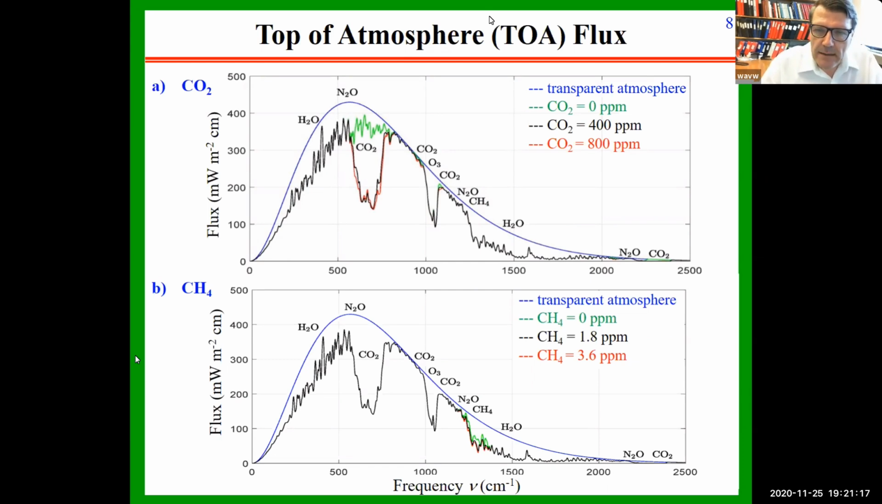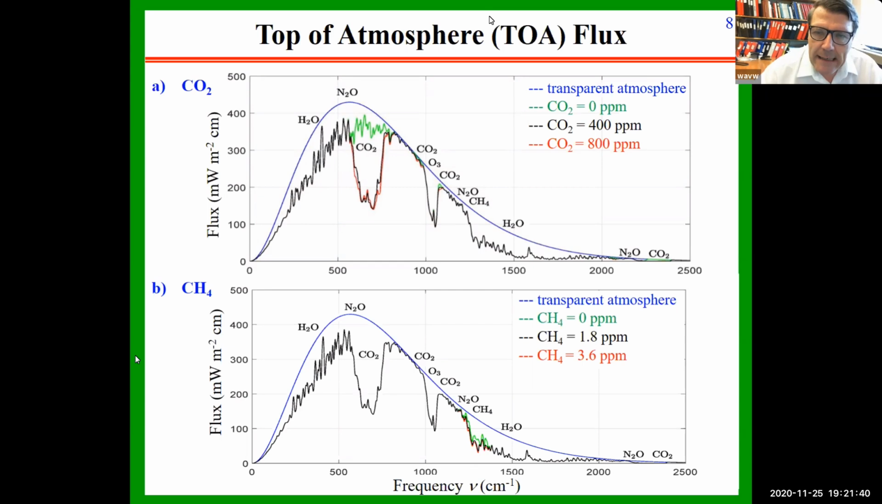First, we're going to pay attention to the top graph, which illustrates the effect of carbon dioxide. The blue curve considers the case of a transparent atmosphere. So if we had no greenhouse gases, we just get that nice Planck black body curve corresponding to a surface temperature of 15 Celsius.